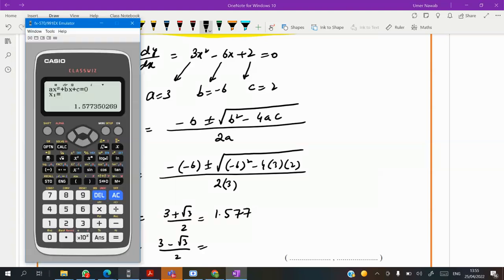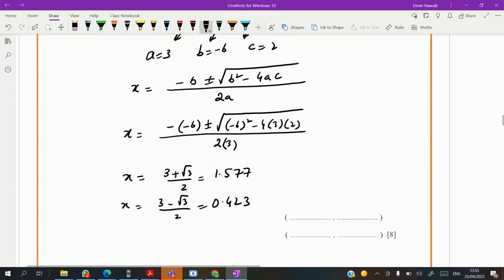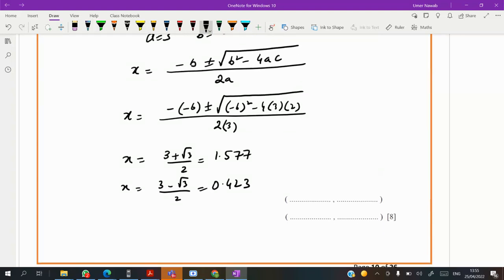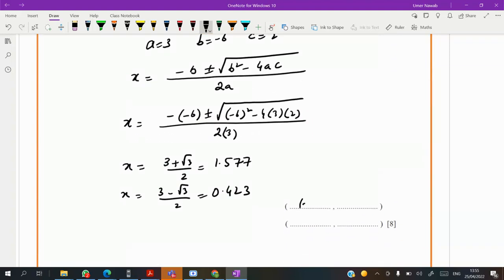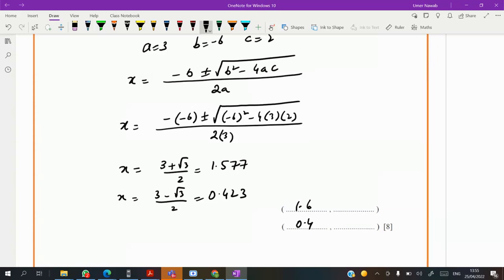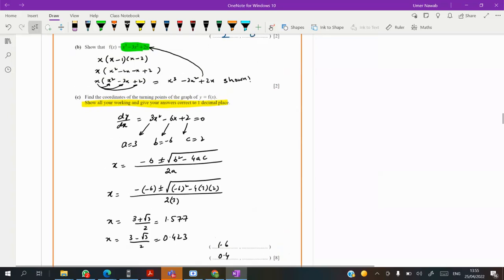1.577, and the second answer is 0.4223, 0.423. Okay, so these are my x coordinates. Let me copy them. Did he say to write them to one decimal place? Yes. So I should write here 1.6 and 0.4.